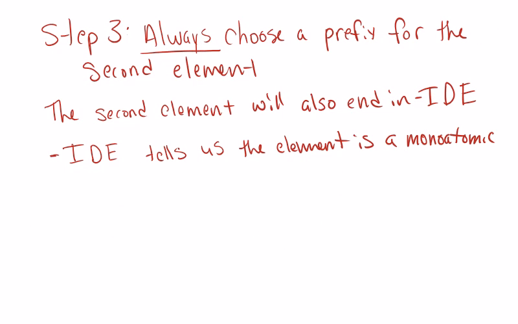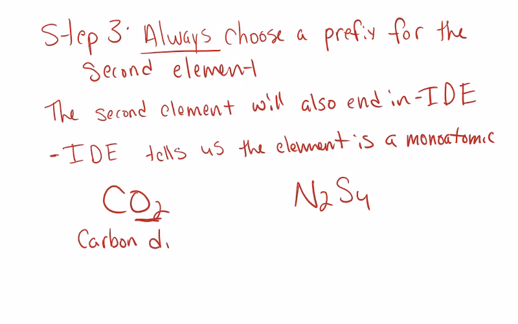All right, so step 3 when naming these molecules is going to have to do with the second element. So in this case down here, we decided that carbon was the name of the first element. The second element is oxygen, O, clearly, but we see that there are two oxygens, so we need to denote that with a prefix. Always, always, always, even if there's just one, choose a prefix for the second element. So in this case, we have O2, so we're going to put dioxygen.